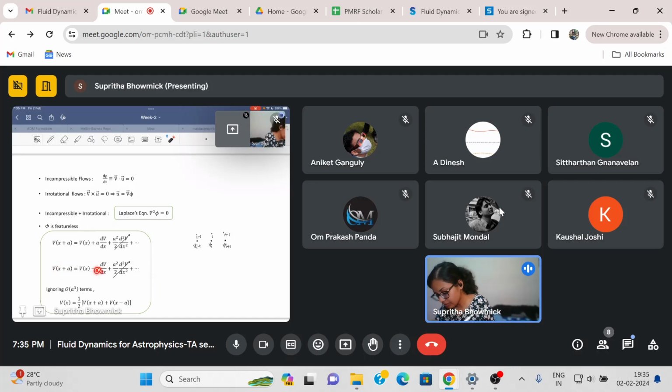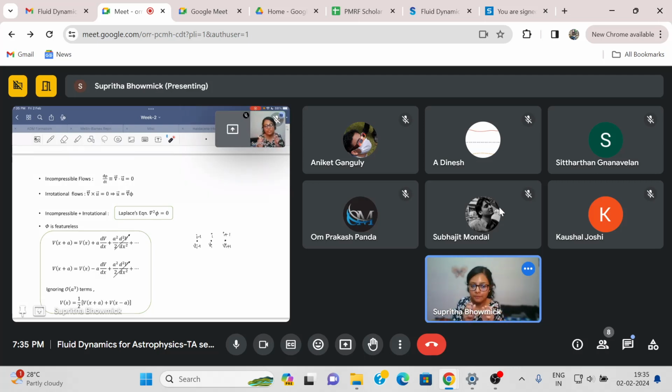Now, since a is a very small number, we'll limit to a cube terms, because as you take higher and higher powers of a, they become smaller and smaller. And since d2v/dx2 is 0 via Laplace's equation, these terms drop out, these terms cancel plus or minus. So if you add this and this, you get v(x) as the average of v at x plus a and at x minus a. That's all it means for v to be featureless, which means that v cannot have a maxima or a minima at any point in space.